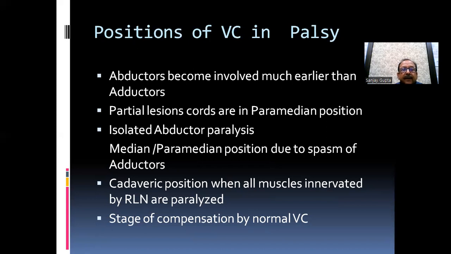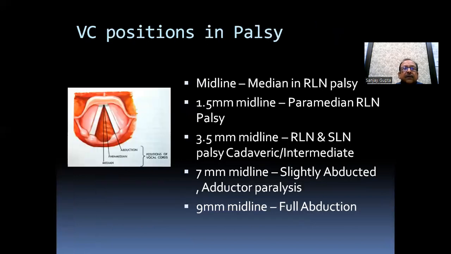The vocal cords will be in cadaveric position when all muscles innervated by recurrent laryngeal nerve are paralyzed. And finally, the stage of compensation by the normal cord, in which the vocal cord moves beyond the midline to close the glottic chink and give a help in phonation and swallowing. Now, these are the various positions of vocal cord in paralysis.